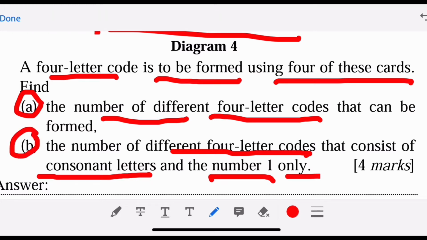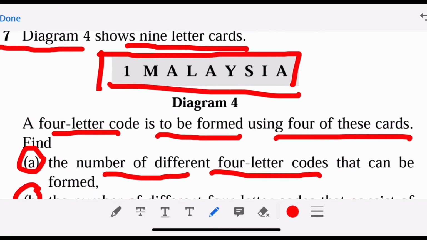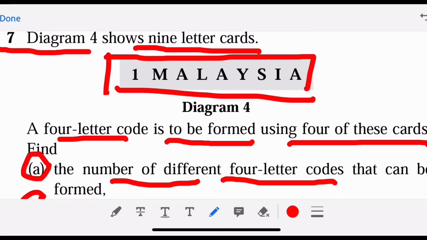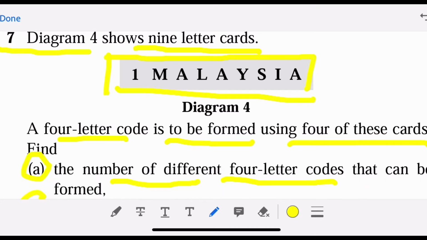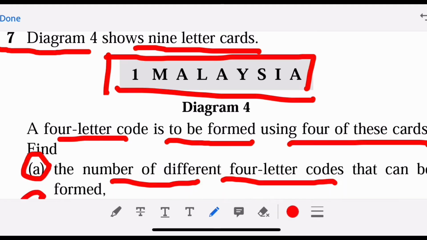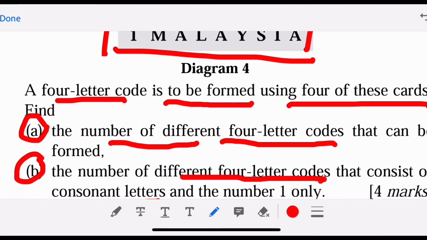So let's discuss how to get the answer for this question involving permutation with condition. Let's get started with the discussion of question number 7A and 7B. Have fun!